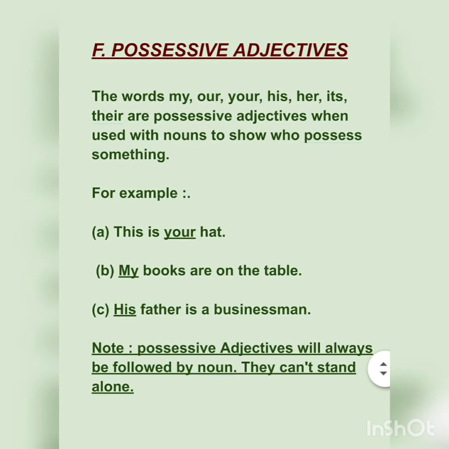Now the last adjective is possessive adjective. Possessive adjective shows possession, belongingness. ठीक है? The words my, our, your, his, her, its, their are possessive adjectives when used with nouns to show who possesses something. जब ये words किसी भी noun के साथ use होते हैं तो ये क्या बन जाते हैं? Possessive adjectives, जो possession को show करते हैं.